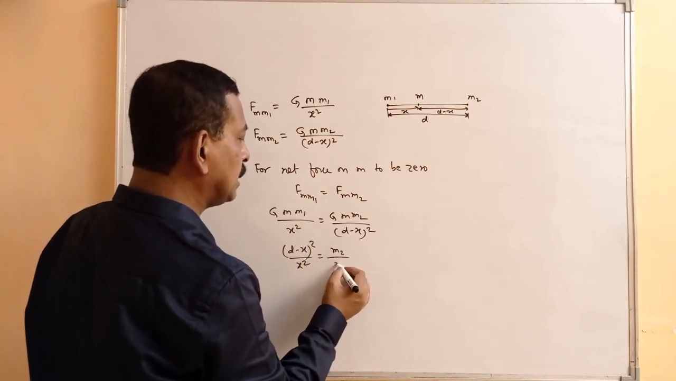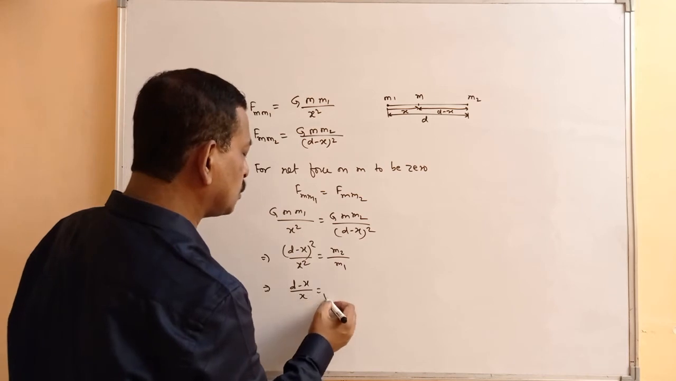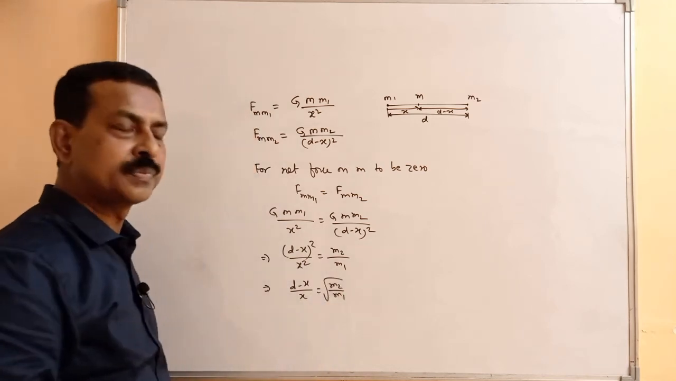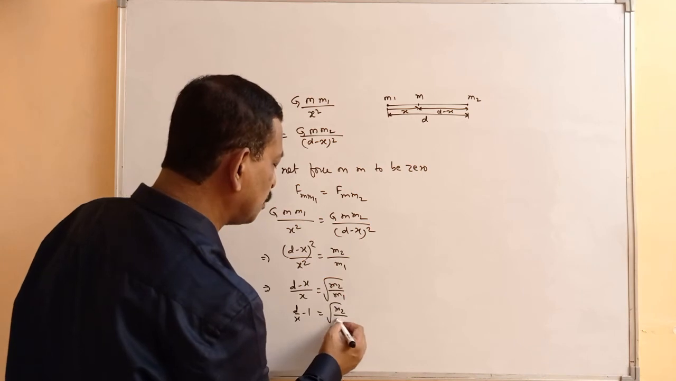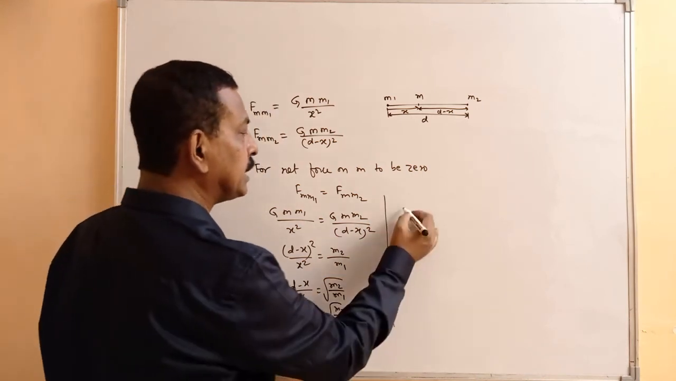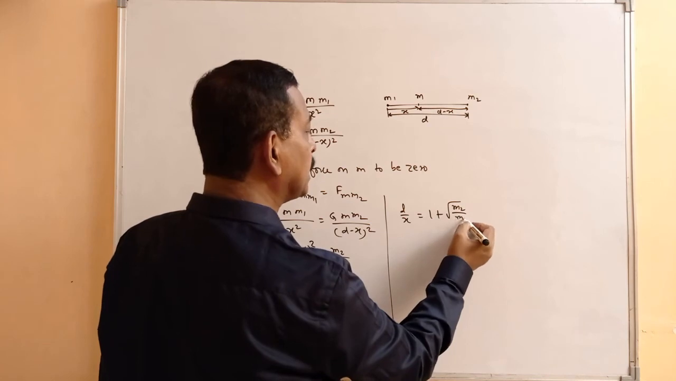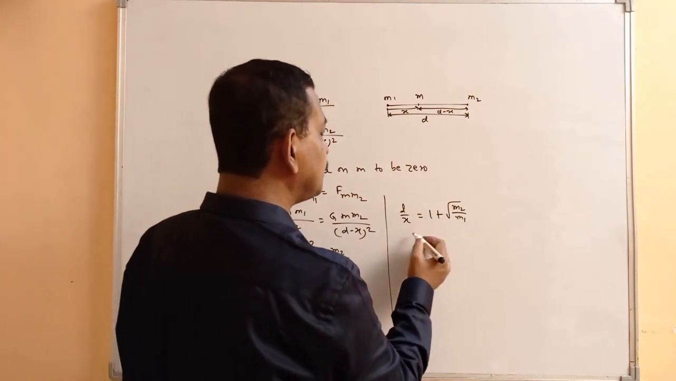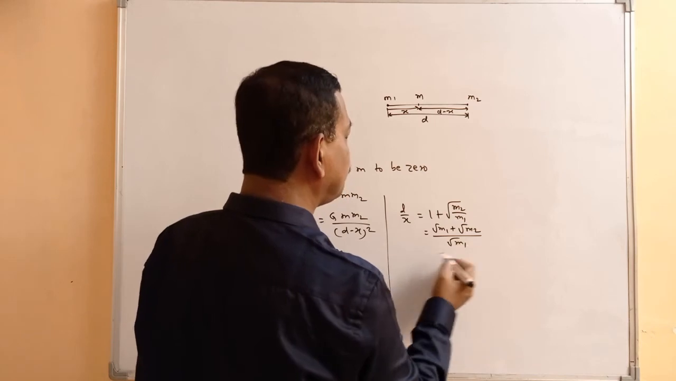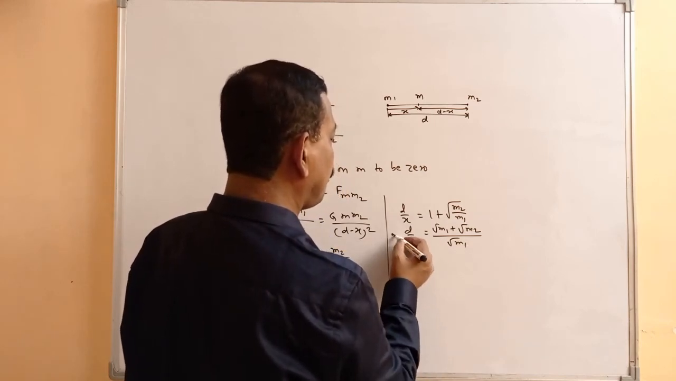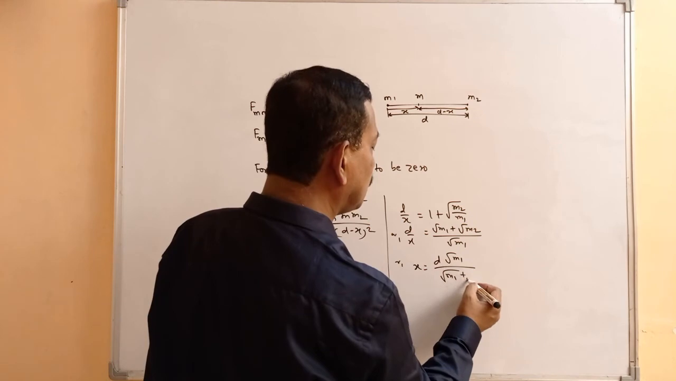This is your m2 by m1. So that gives you (d minus x) by x equals root over m2 by m1. Or you can write d by x minus 1 as root over m2 by m1. So from this we can write d by x equals 1 plus root over m2 by m1. In that case, this will be equal to (root m1 plus root m2) by root m1. This is d by x, or x is equal to d root m1 by (root m1 plus root m2).